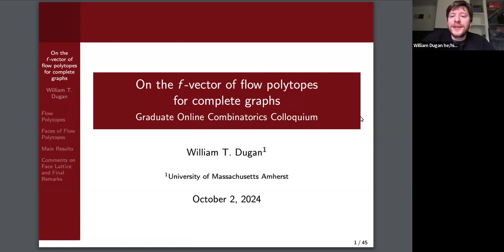Okay, so yeah, this is F vectors of flow polytopes for the complete graph. So this is a single author paper that I put out this past week. But this is part of my dissertation, so I should say so much of this has been influenced by my advisor, Alejandro Morales. So huge, of course, thank you to him, and single author work, but this isn't to say that he didn't have a lot of influence.